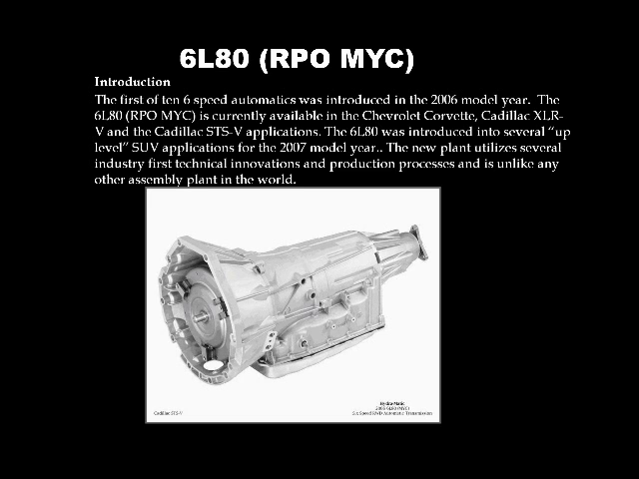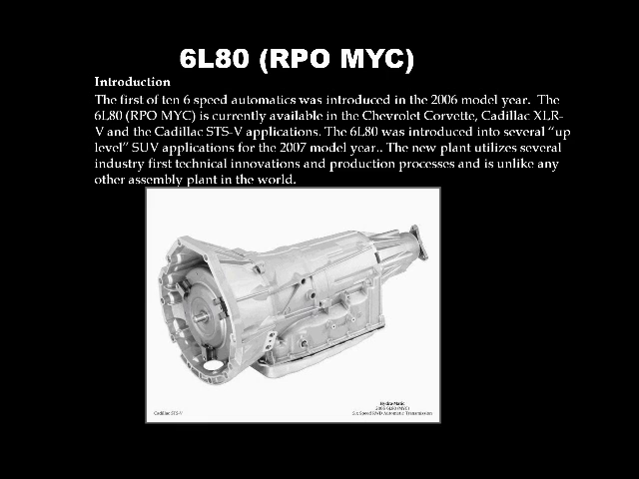The 6L80 transmission, the first thing you need to know about it is it's the first of the GM 6-speeds that was introduced. It was introduced in the 2006 model year on the passenger car applications, followed by the SUV applications in 2007, and of course the truck applications in 2008. It is becoming the replacement for the 4L60E transmission, which is scheduled obviously to end production around 2014 timeframe.